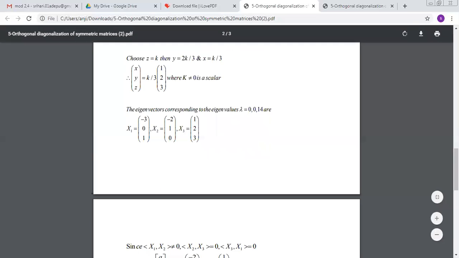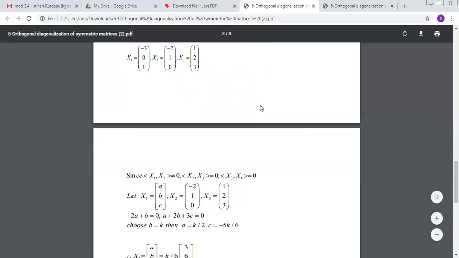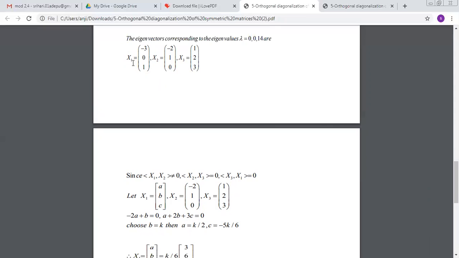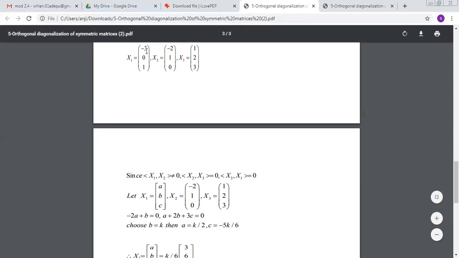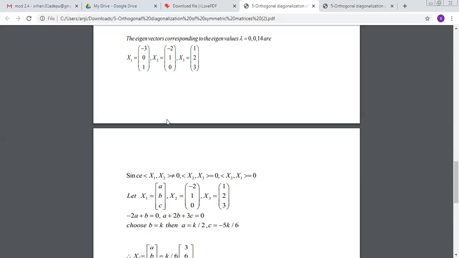So x1 is not orthogonal to x2. Why? Because x1 is orthogonal to x2 means x1 transpose x2 equals 0. What is the value of x1 transpose x2? x1 transpose x2 is minus 3 into minus 2, that is plus 6. So x1 transpose x2 equals 6, right? That is not equal to 0. So x1 is not orthogonal to x2.